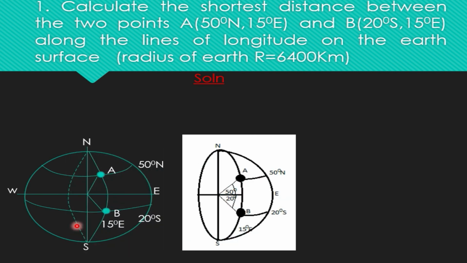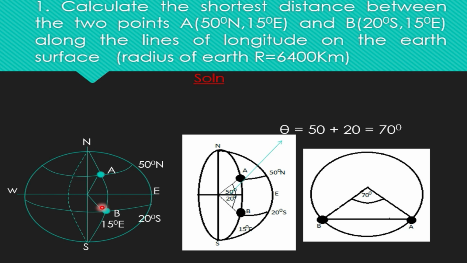Now we can redraw it by looking at it this way. This is how you can picture it using the globe. From A to B, on 50 degrees north and then 20 degrees south, the angle formed here is 50 and then 20. So we get a sum, and the sum is going to be 70, which is the entire of this piece. So theta is equal to 50 plus 20, which is 70 degrees.